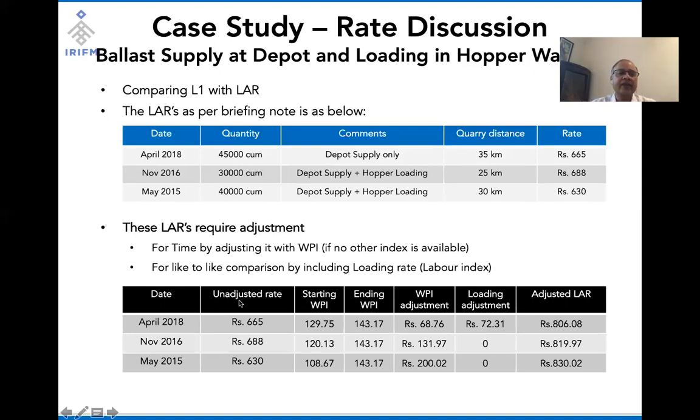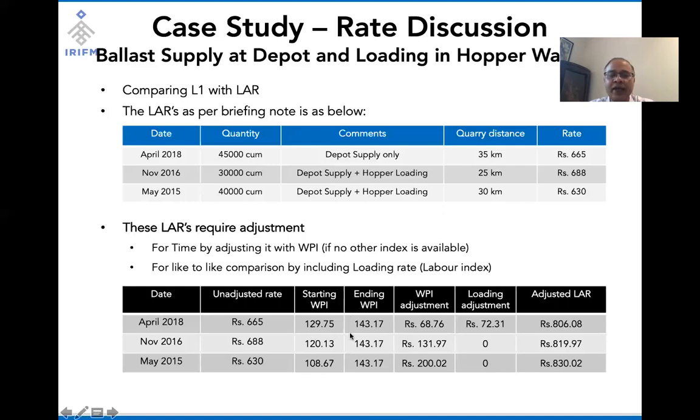Now, the table below is trying to estimate and normalize the last accepted rate and bring it to the current times. So April 2018, the unadjusted rate, this was 665, which is here. So this column is the same as the last column in the table above. The starting WPI at this point of time. So if you go back to the wholesale price index for all the 5-6 years, then from there you can calculate the starting and ending WPI index for each of the scenarios.